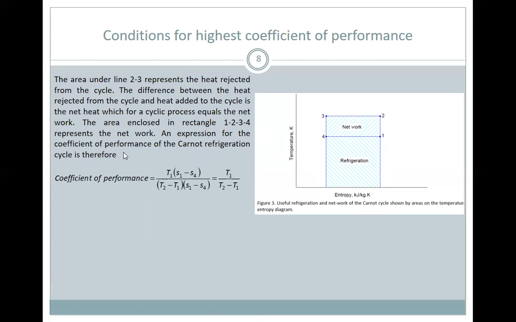An expression for the coefficient of performance of the Carnot refrigeration cycle is therefore T sub 1 times S sub 2 minus S sub 1, yung entropy, divided by T sub 2 minus T sub 1. Ito yung difference of temperature times siyempre yung difference of entropy is equal to T sub 1 over T sub 2 minus T sub 1. Okay. So, huwag natin i-discuss yung entropy, ano yung temperature, dumaan ka sa thermodynamics, meron na rin Carnot cycle doon. Di ba? Sa termo niya.